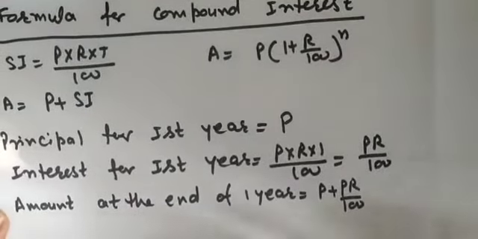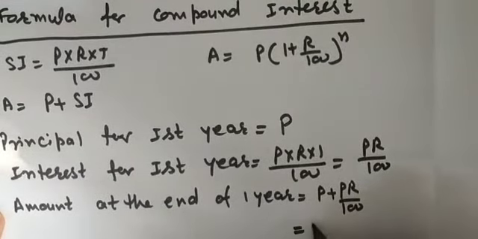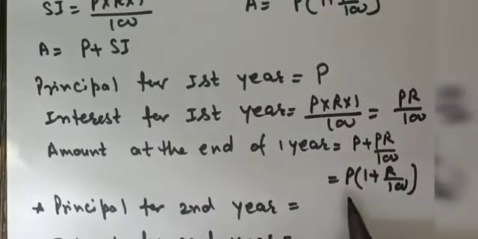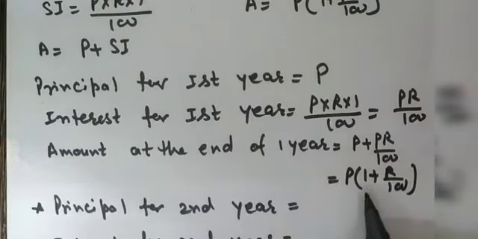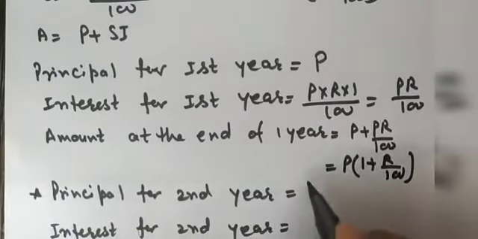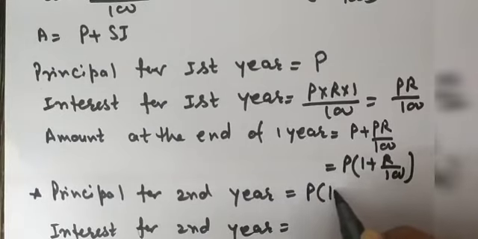Now you can take P common. Let us take P common. It will become 1 plus R upon 100. P into 1 plus R upon 100. Now this amount at the end of 1 year, if I am calculating compound interest on it, it will become the principal for the second year. So now our principal for the second year, because we are using compound interest, will become P into 1 plus R upon 100.